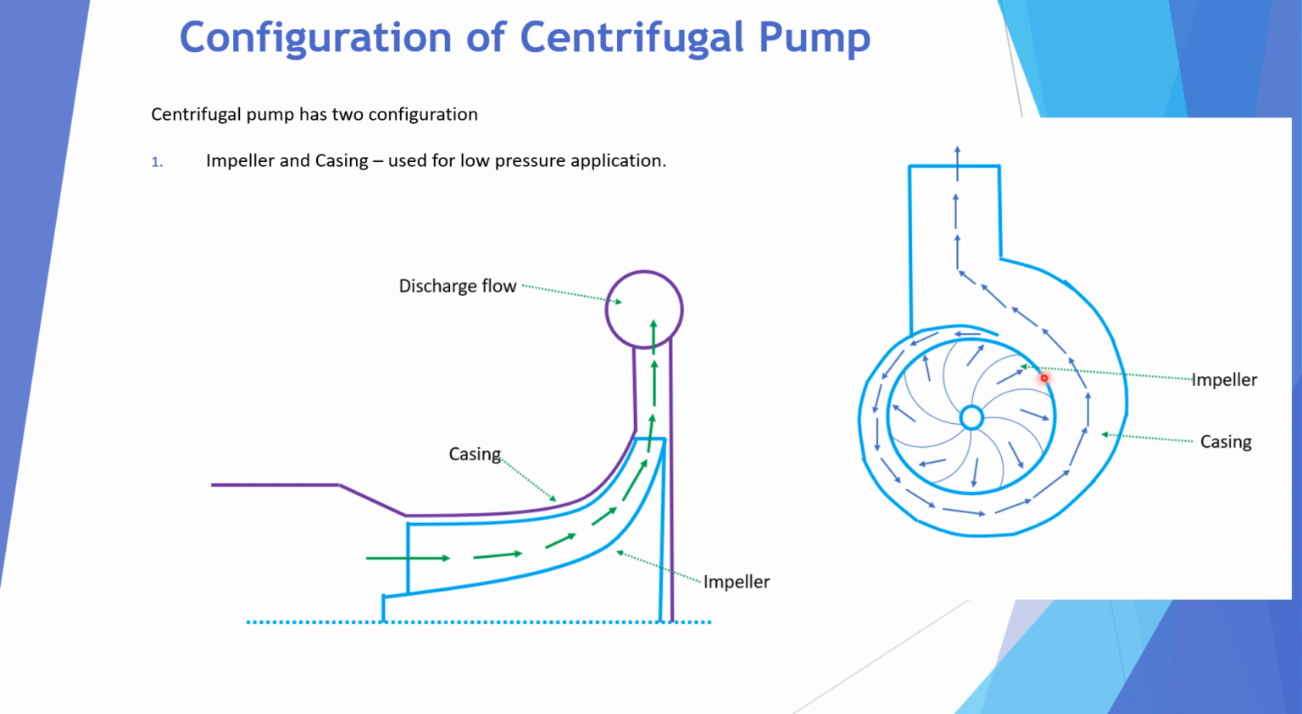And secondly, if you see, the casing area is also increasing, and that is why there is a reduction in velocity, and so there is an increase in the pressure.